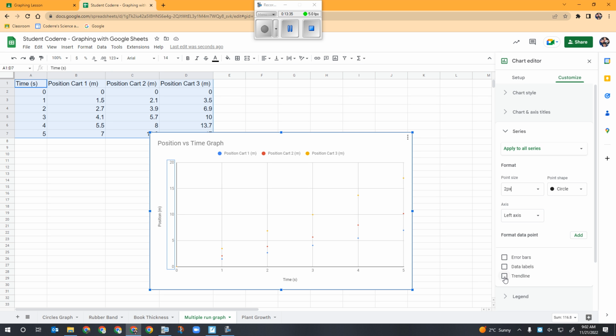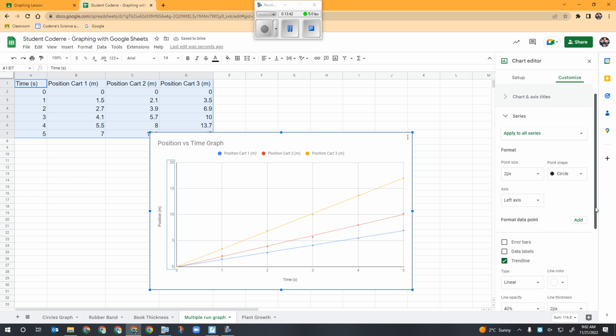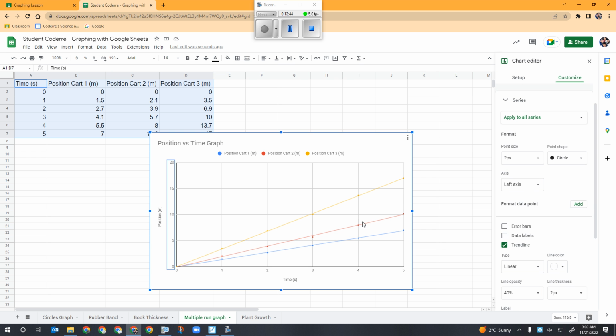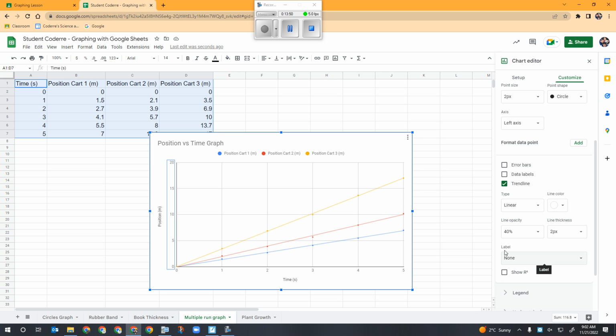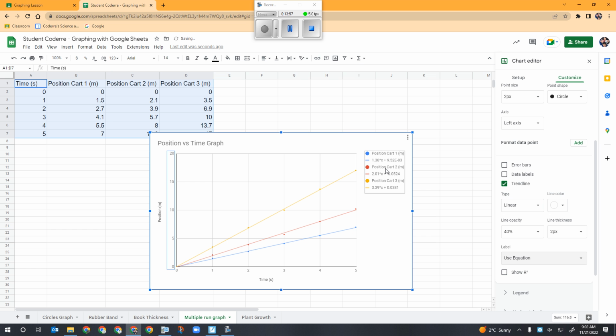So I'm going to click that box just like we did the last time. For all of our other ones, click on trend line. Now I've got a line for each data set. And then I want to put in the equation, so I need to go down here to label. Currently there's no label. Click on that, use equation. Now you'll see that it probably will move the legend over to the right side, and that's fine. But now there's an equation for each line.